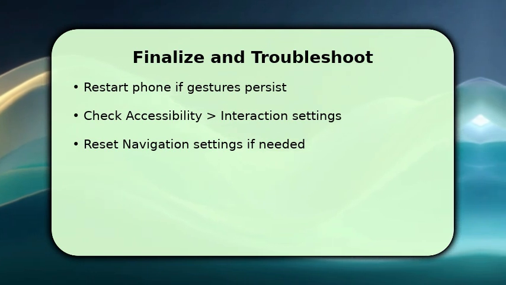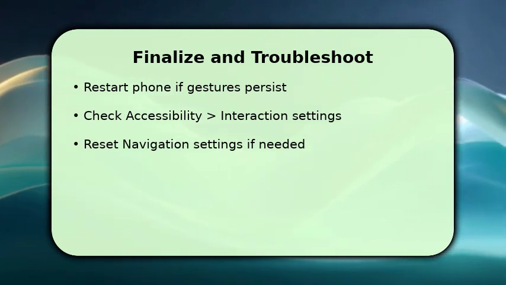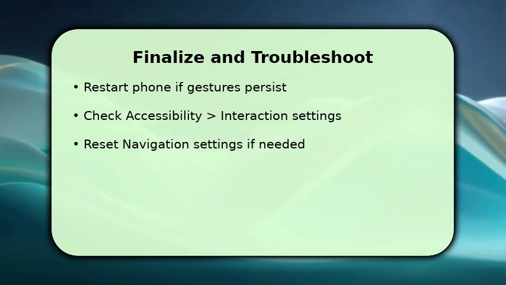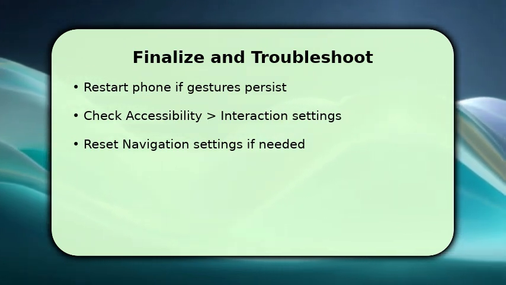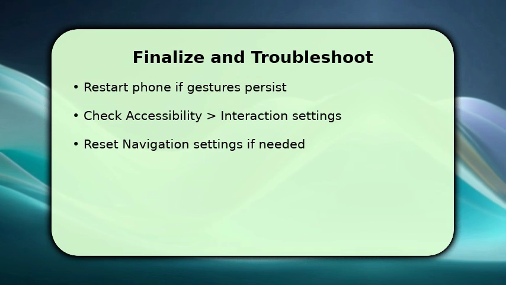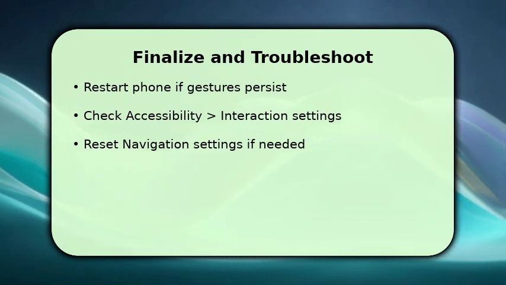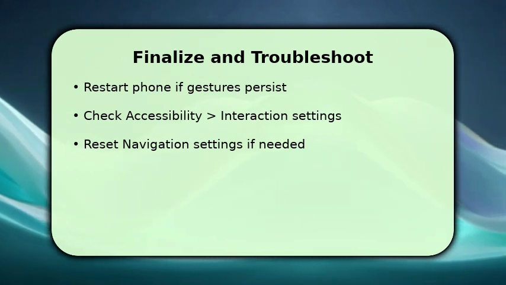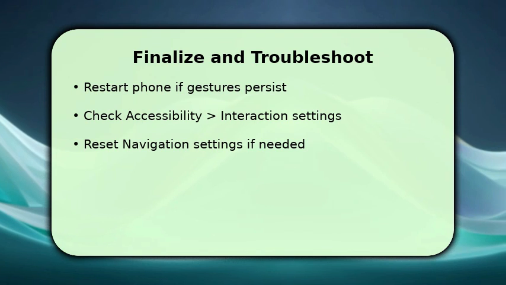If gestures still seem active, check accessibility under Interaction and Dexterity for any gesture shortcuts you must disable. As a last resort, return to Navigation bar and tap Reset or Reset Settings in Display to restore defaults, then reselect buttons. Troubleshooting tip: reboot after changes, as restarts resolve most issues.